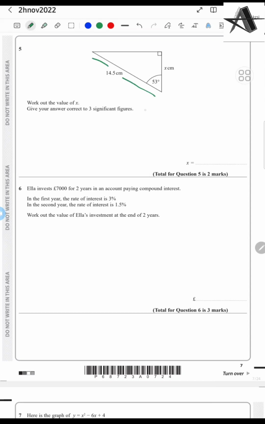This is the hypotenuse. And if this is the angle, this x is definitely the adjacent because that is connected to this side. So x is adjacent, that means which is the trigonometric ratio which has adjacent and hypotenuse, that is cos. So cos 53 degrees is equal to adjacent over hypotenuse, which is 14.5. X will be 14.5 times cos 53 degrees, which comes out to be 8.726. To 3 significant figures, our answer will be 8.73.